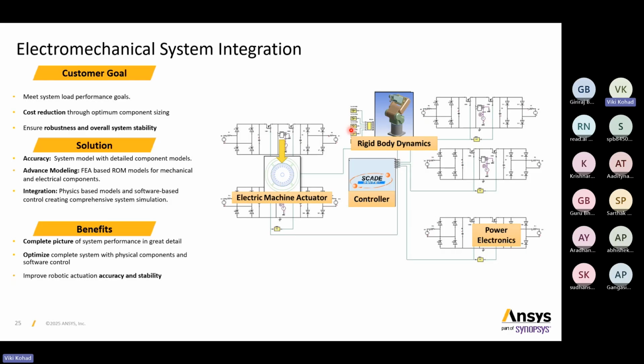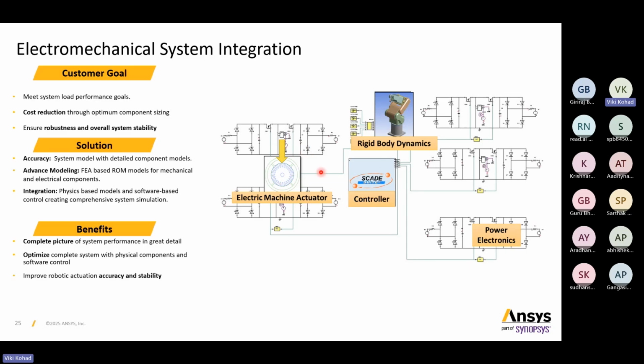Now here, this is the electromechanical system integration. Electromechanical means it includes electrical as well as mechanical systems. Like it has the electric machine actuator. This is our mechanical system, the rigid body dynamics model. The one robotics model is there, and this is our power electronics component. And the SCADA controller is also there. And we do the analysis here.